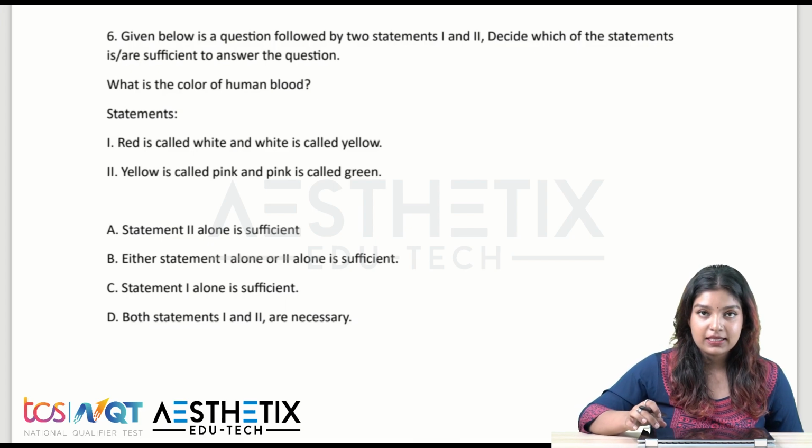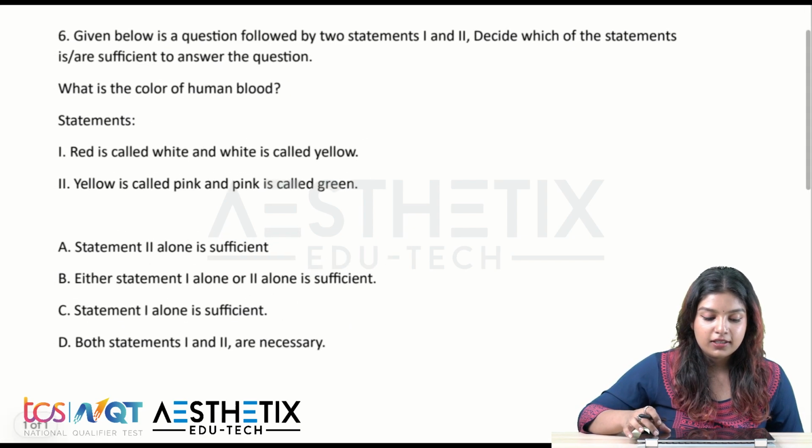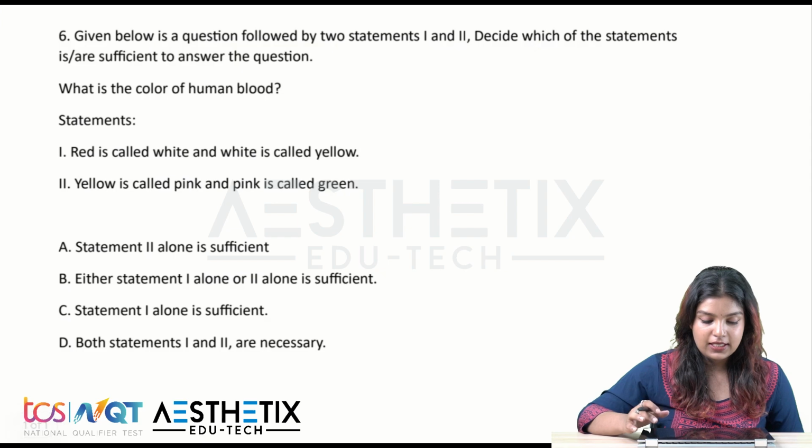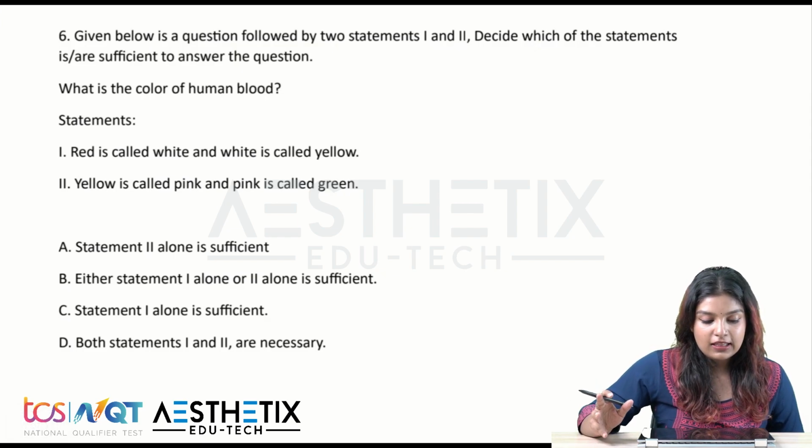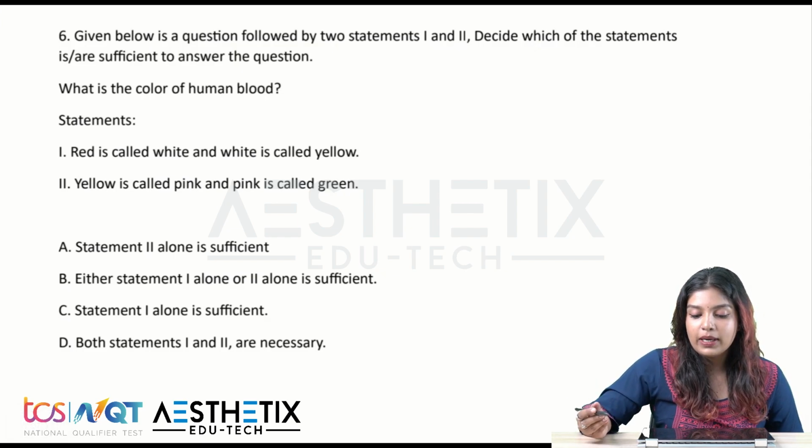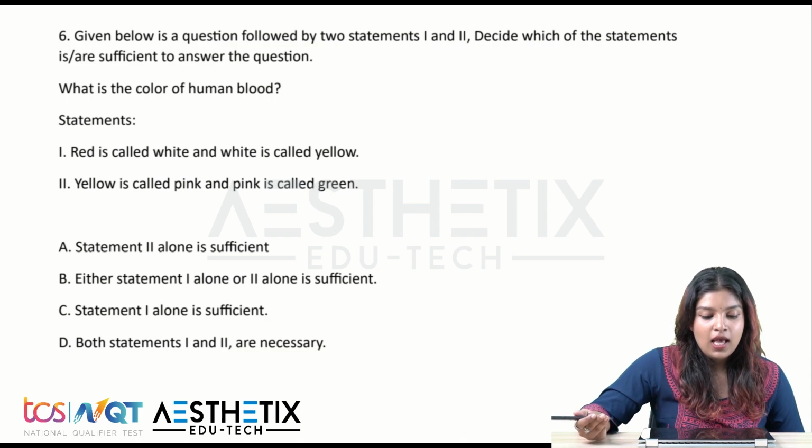Okay, so next we'll be discussing the sixth question. The sixth question is also from the topic of Sufficiency. So the question is like this: given below is a question followed by two statements 1 and 2. Decide which of the statements is or are sufficient to answer the question, and we are given two statements as well as a question. And the question is, what is the color of human blood? The statements given are: red is called white and white is called yellow. Yellow is called pink and pink is called green.